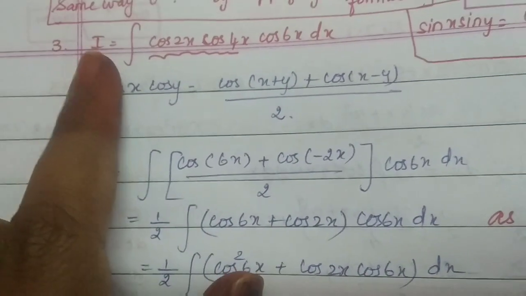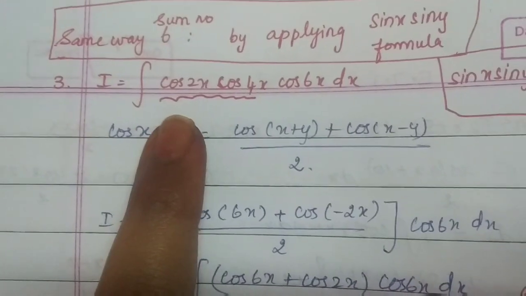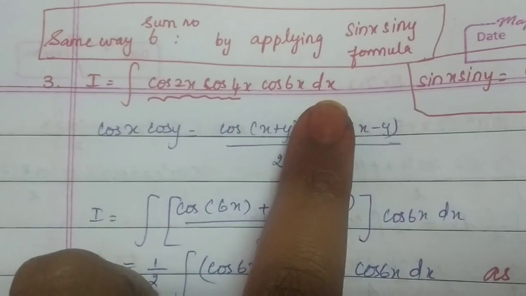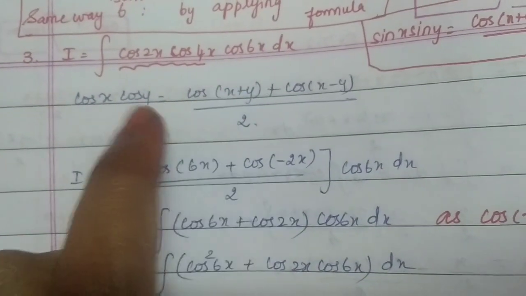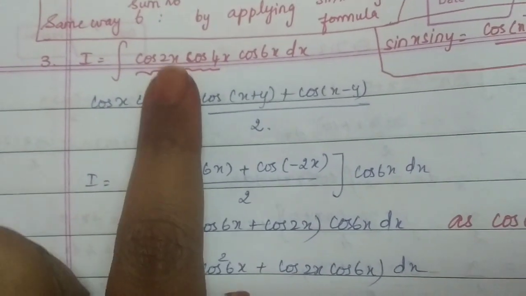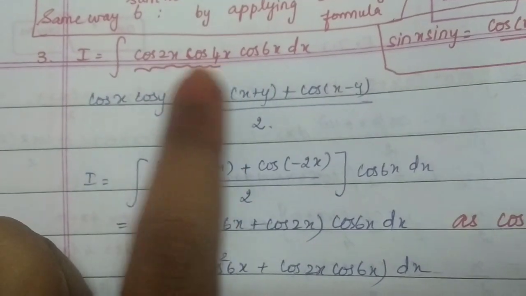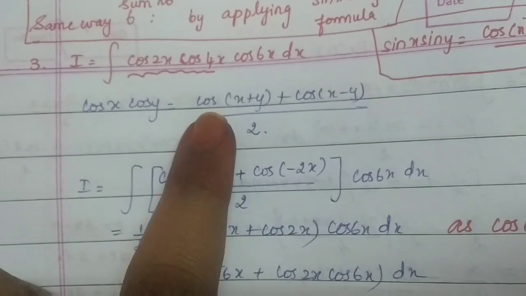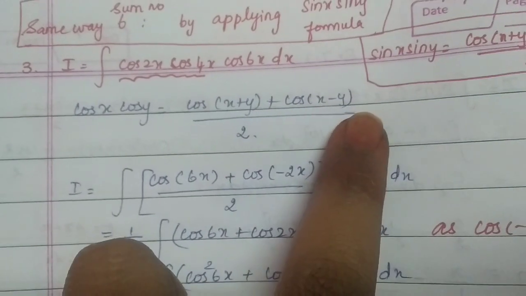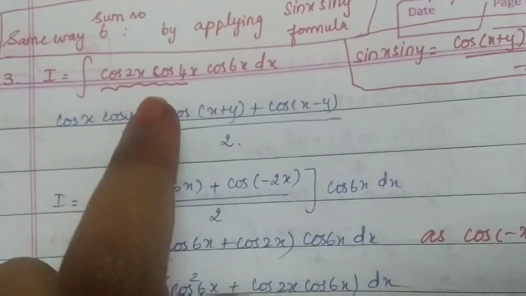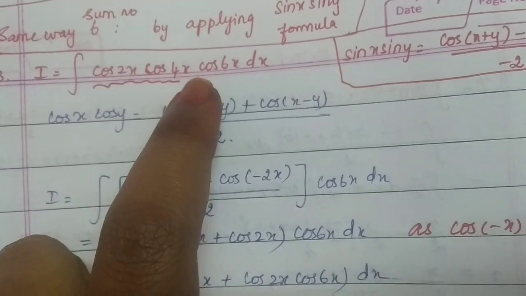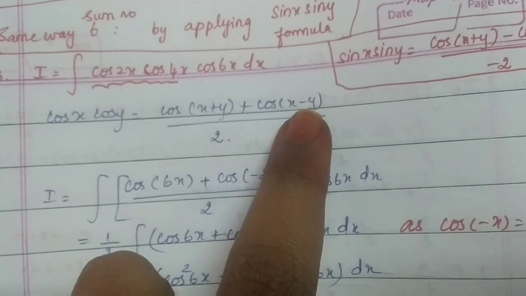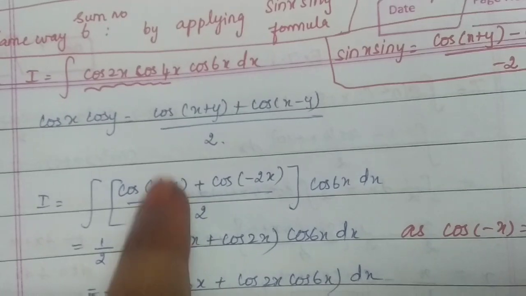The next question, integral of cos 2x, cos 4x, cos 6x dx. Here they have given three terms. Whatever it may be, you need to apply the cos x cos y formula. Since these two are different, this theta is different here. It is cos of x plus y plus cos of x minus y, by 2. Now if it is x plus y, you will be adding these. If it is a difference, you will be subtracting these two.